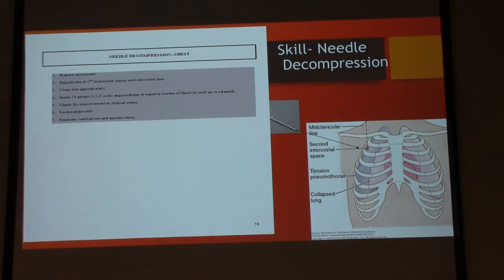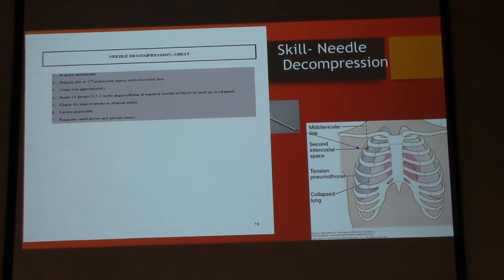We don't use flapper valves anymore. We don't use the tips of the glove. Basically, you're making it an open pneumo so that air is going to rush out, and as the lung expands, that catheter kind of folds up and it occludes itself off. So no need to worry about it, no need to take it out.